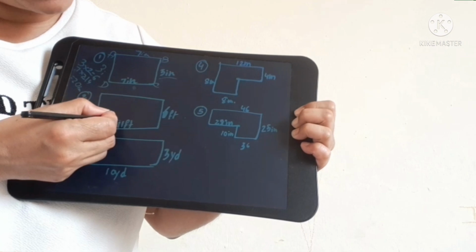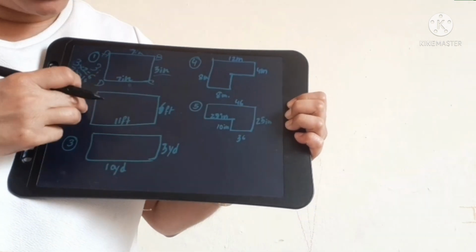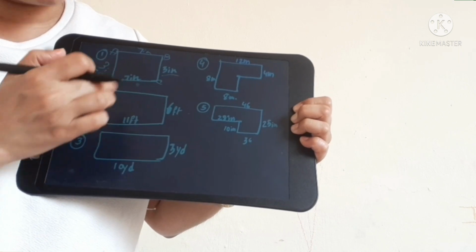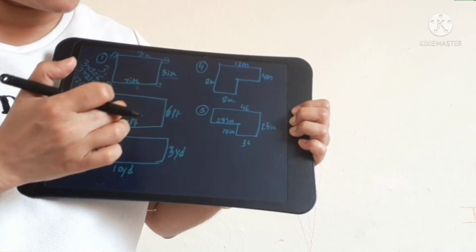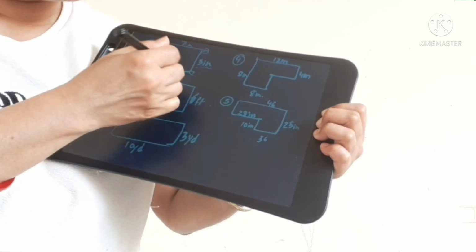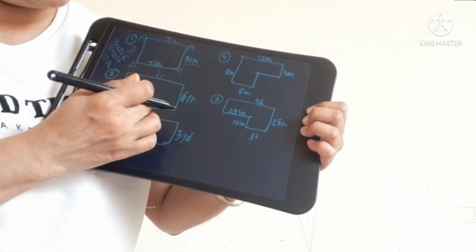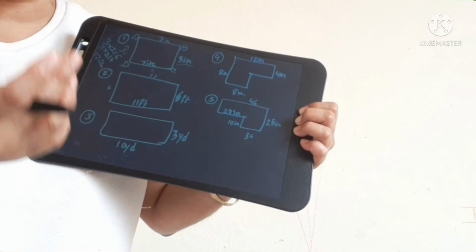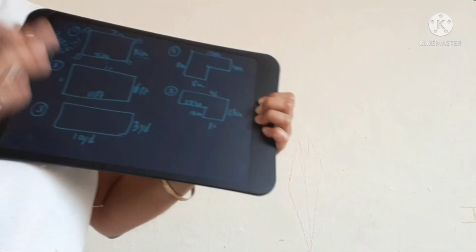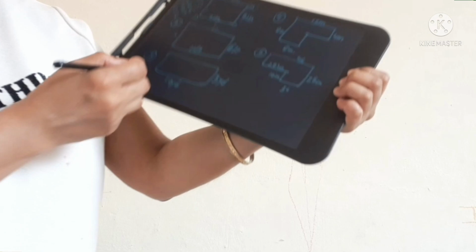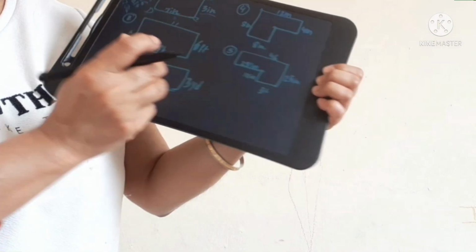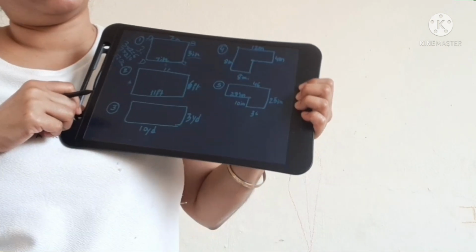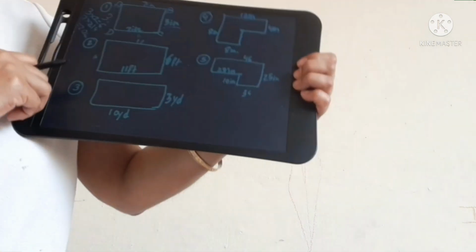Second one is, this is 11 feet, this is 6 feet. So it should be 6 feet, it should be 11 feet. Also we can do 11 plus 6 plus 11 plus 6. Otherwise, we can do 11 times 2 or 6 times 2. After that, we will do the addition. Third one also same. This is 10 yard and this is 3 yard. So, 3 times 2 and 10 times 2. After that addition, then we can get the perimeter.